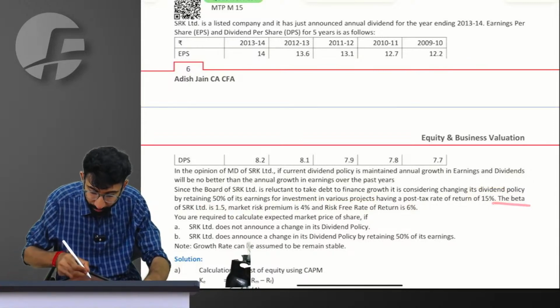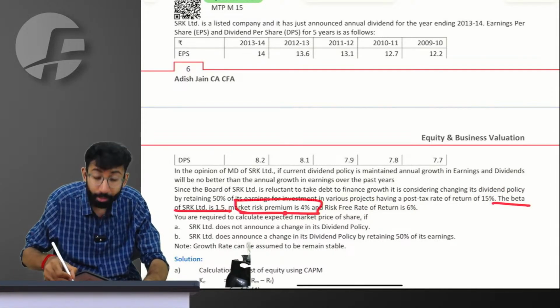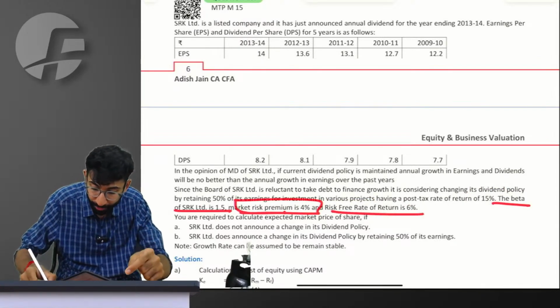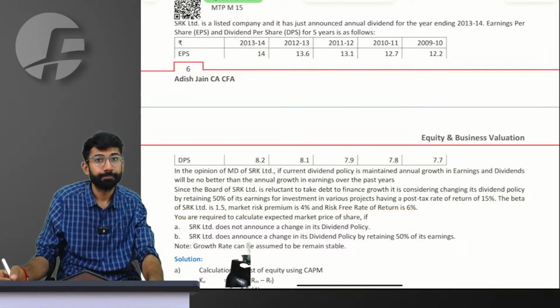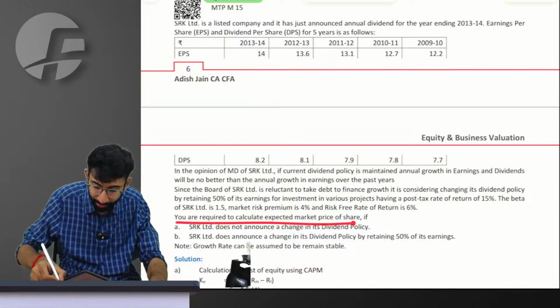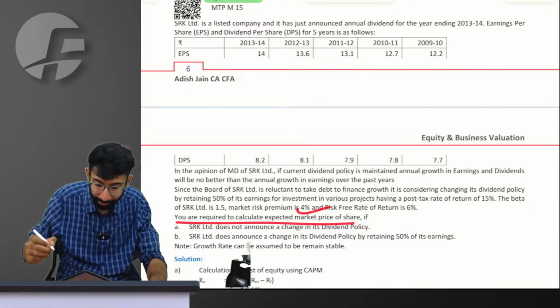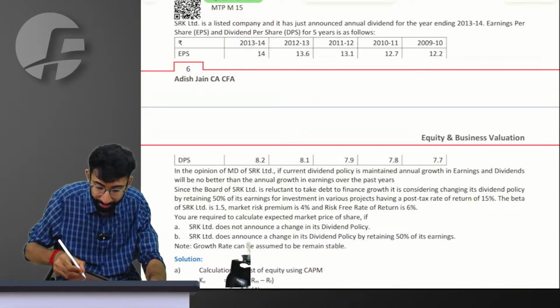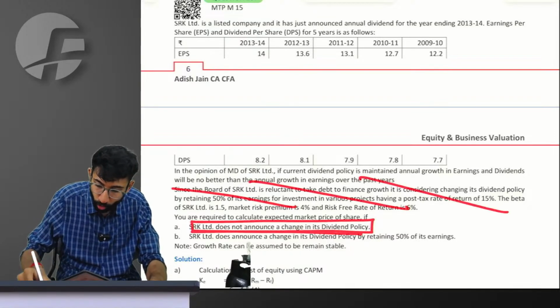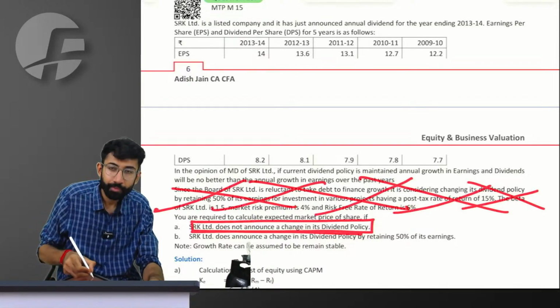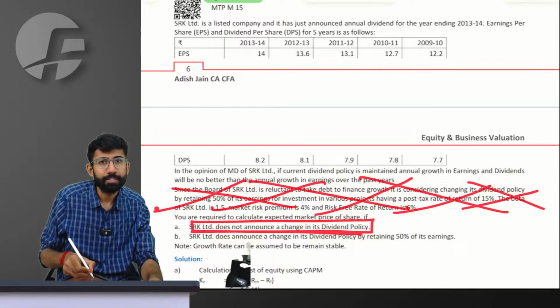My beta is 1.5, market risk premium, RM minus RF, is 4%, risk-free rate is 6%. What an amazing question they have given. What do they want us to calculate? You are required to calculate the expected market price if SRK does not announce a change in dividend policy. If there is no such announcement, then what will be the share price?